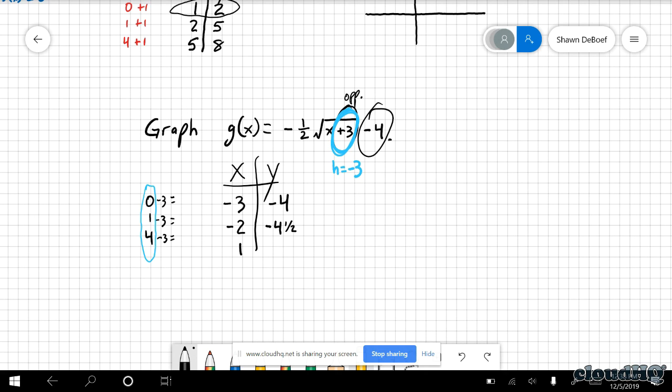Plug in 1. 1 plus 3 is 4. Square root of 4 is 2. -1/2 times 2 is -1. -1 minus 4 is -5. Notice what happened on my y values. Went from -4 to -4.5. I went down a half, and then I went down another half. What's my a value? Oh, coincidence or not.